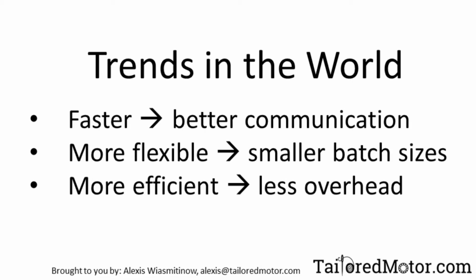What are the trends going on in the world? We want to be faster. Therefore, we need better communication, because a lot of time is lost in communication. We need to be more flexible, so we have to have smaller batch sizes. We can't just produce a million of everything we make, because we lose flexibility through this. And we need to be more efficient, so we need to reduce the overhead, everything around our manufacturing process that makes it slow and heavy.